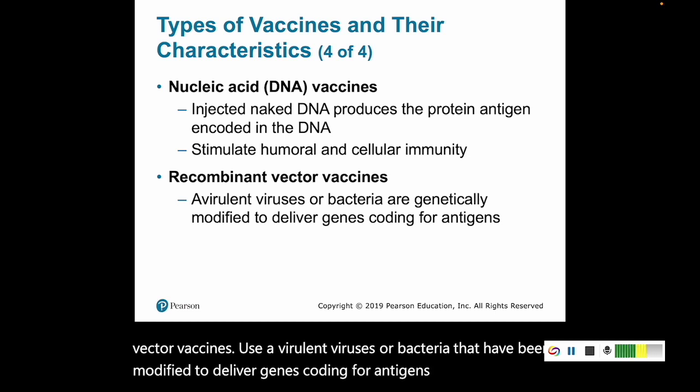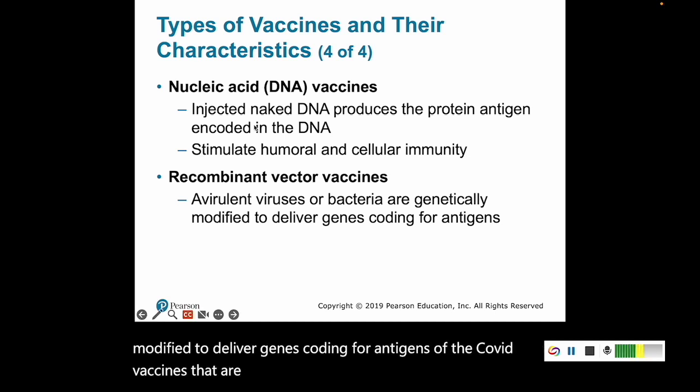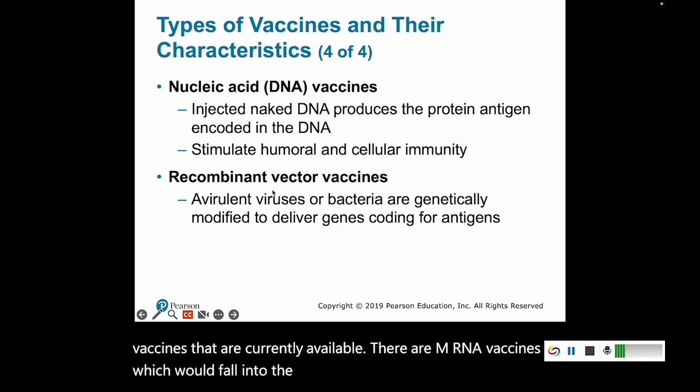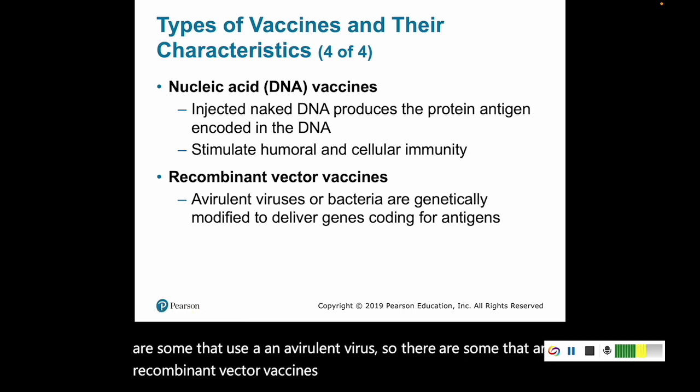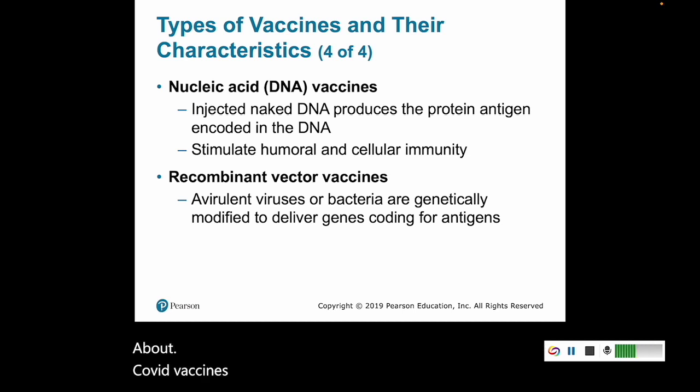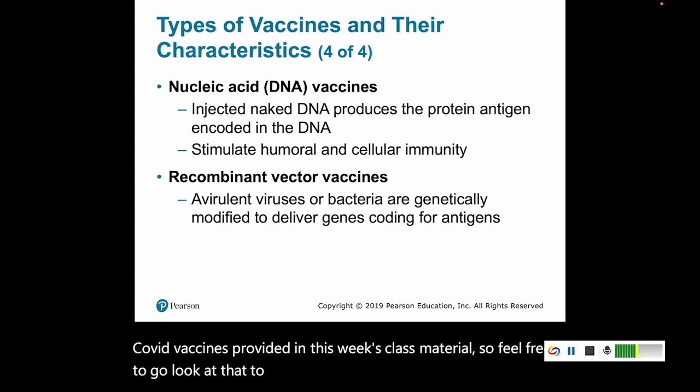Of the COVID vaccines that are currently available, there are mRNA vaccines, which would fall into the nucleic acid vaccine category, and there are some that use an avirulent virus. So there are some that are recombinant vector vaccines. There is some material about COVID vaccines provided in this week's class material, so feel free to go look at that to learn a little bit more about those COVID vaccines.